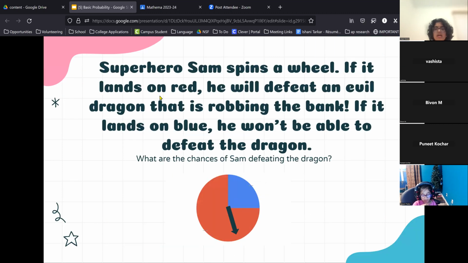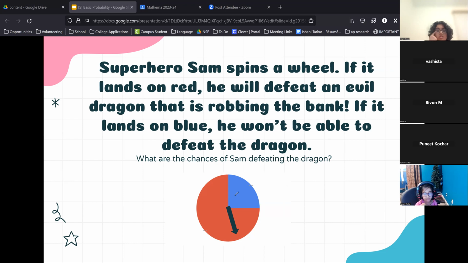So, superhero Sam spins a wheel. If it lands on red, he will defeat an evil dragon that is robbing the bank. If it lands on blue, he won't be able to defeat the dragon. So, what are the chances of Sam defeating the dragon? Some of you may know how to do this. If you do, then private message me what you think the answer is. If you don't know how to do this, then I will go through and explain this problem so that you do know how to do it.